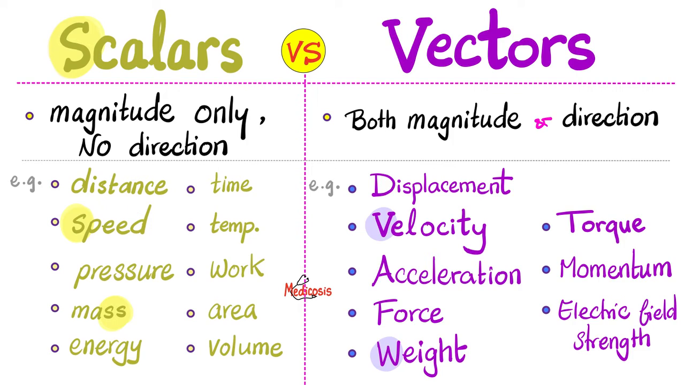So distance is scalar, displacement is a vector. Speed is a scalar, but velocity is a vector. Speed equals distance over time. When you divide a scalar by a scalar, you get another scalar. But velocity equals displacement over time. When you divide a vector by a scalar, you get a vector.